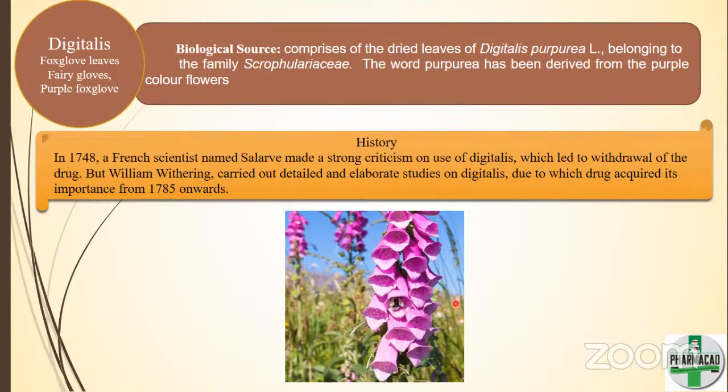Now, the word purpurea has been derived from the purple colored flowers. Now, history: in 1748, a French scientist named Salerne made a strong criticism on use of digitalis, which led to withdrawal of the drug. But William Withering, he was a clever man. He carried out detailed and elaborate studies on digitalis, due to which the drug acquired its importance from 1785 onwards. Okay.